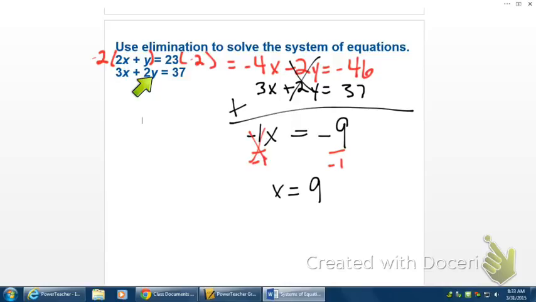All right. We have to figure out the y value. So we could substitute, or insert, what we have for x. We're going to plug in this 9. Let's plug it into that second equation and solve for y. Okay? So I'm going to come over here. We're just going to plug in 9 for x.